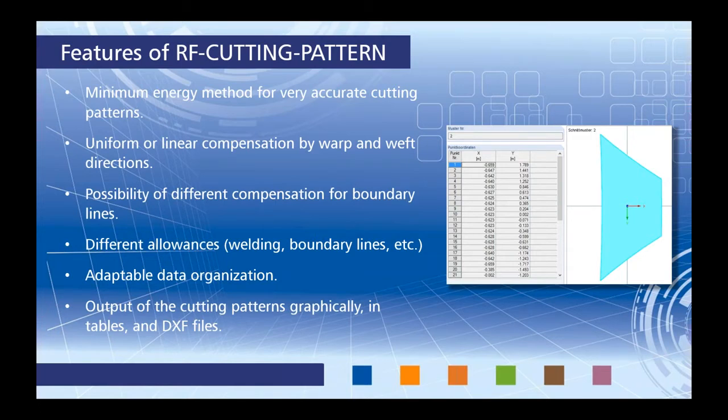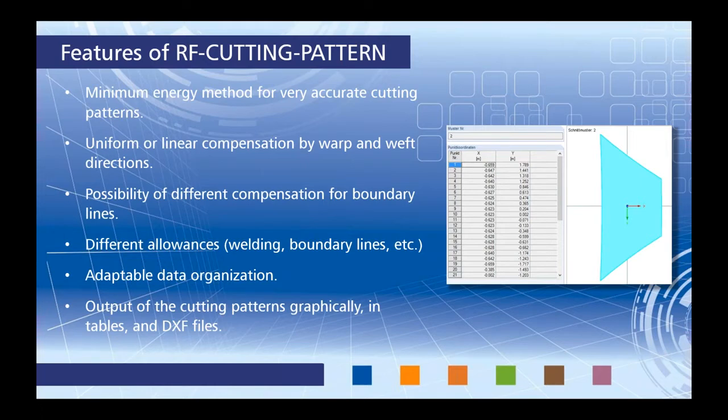We can also allow for different allowances, such as for welding and for boundary lines. Welding for overlapping members, maybe we need some additional material, boundary lines for the upper and lower portions of the 2D cutting pattern as well. There is adaptable data organization, meaning even after we have performed the calculation for our 2D cutting pattern, we could go back and easily add in some additional material for welding and for those boundary lines without having to recalculate the 2D cutting pattern.